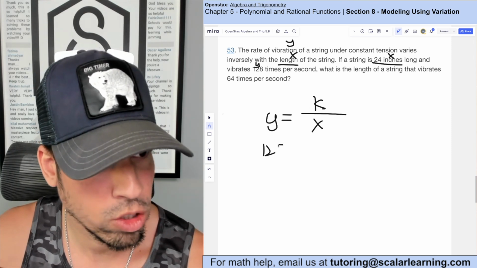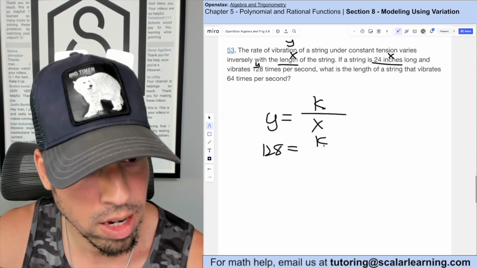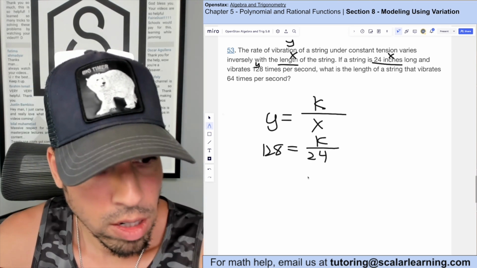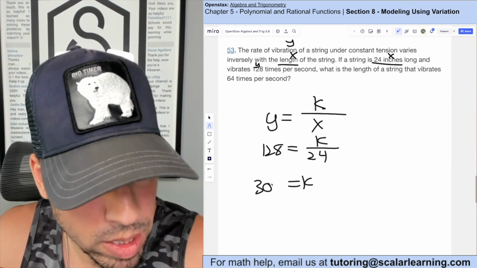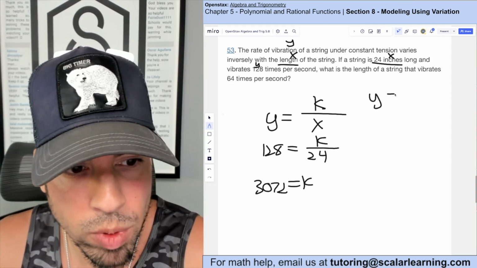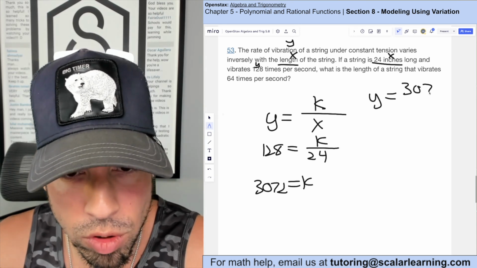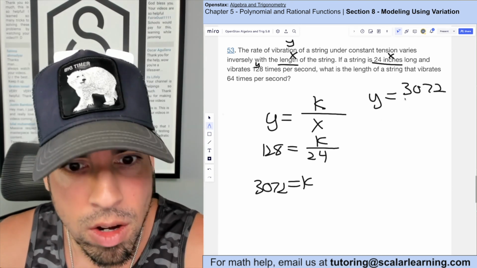So that's enough that we can plug in to solve for k. So we got 128 equals k over x, where x is 24. So now to solve for k, we're going to multiply both sides by 24. Using a calculator, we get 3,072. So now I'm going to rewrite this equation as y equals 3,072, plugging in for k, over x.